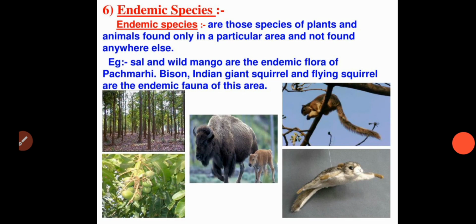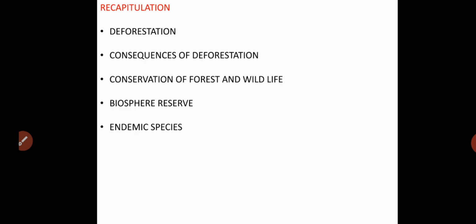What is an endemic species? Species, both plants and animals, present only in a particular area and not found anywhere else are commonly called endemic species. Students, in the next class you will learn about endangered species with examples. Today we covered deforestation, consequences of deforestation, conservation of forest and wildlife, biosphere reserves, and endemic species with examples.